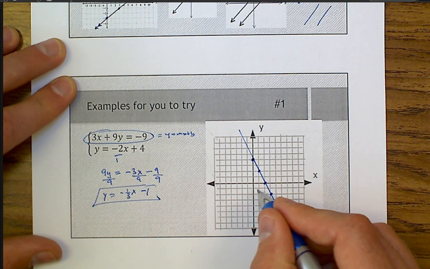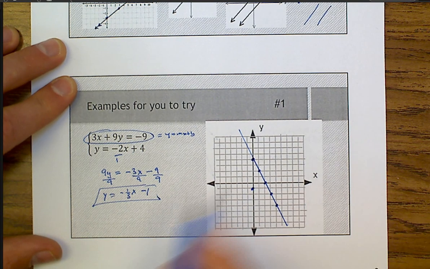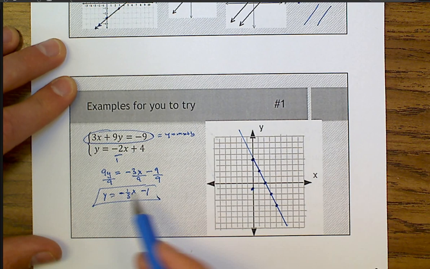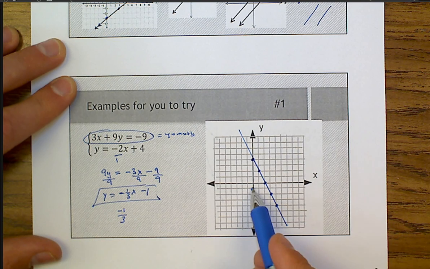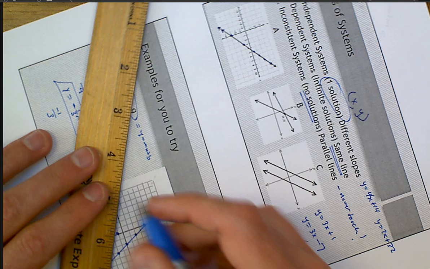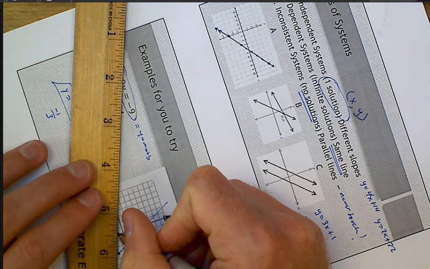So there's negative 1. And if you have a negative out in front of the fraction, you can put it on the top or the bottom. So I usually like to put it on the top. So that means I can go at negative 1 and then go down 1 and to the right 3. 1, 2, 3. Well, what do you know? I can make my straight edge right now from here to here.